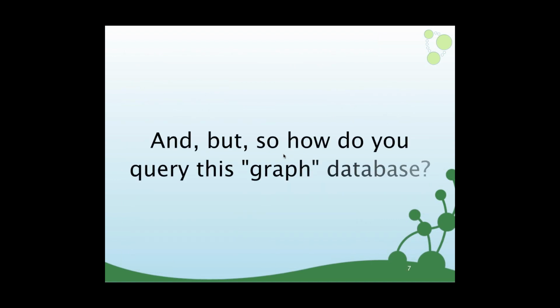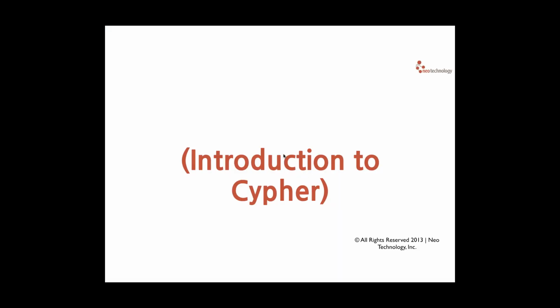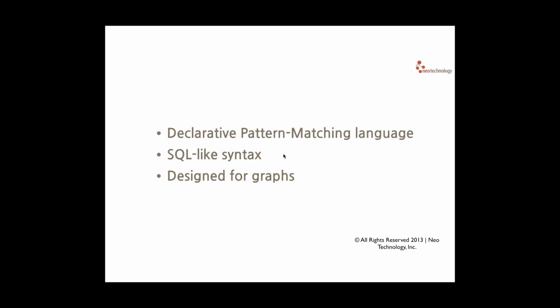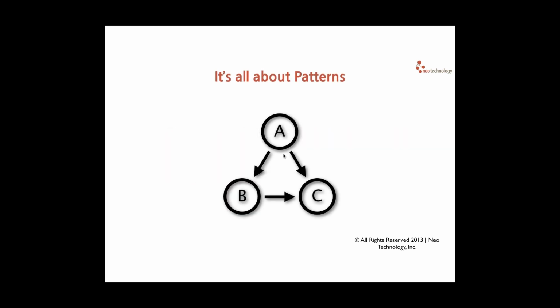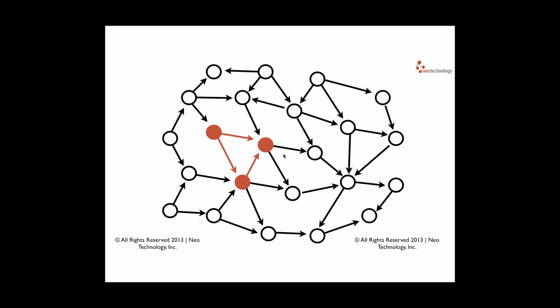So how do I query this? It looks like a very fuzzy concept to query a graph that has almost no schema. We came up with an ASCII art-based declarative graph query language, which is very, very popular right now, and we tried to make it as SQL-like as possible. So this is a graph pattern that you look for, for instance, A is connected to B is connected to C, and A is connected to C also. The database will then fetch stuff that matches these patterns for you, right?